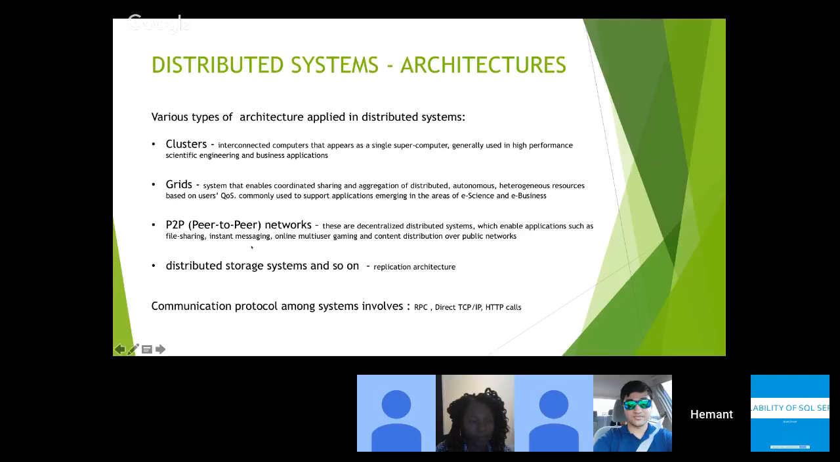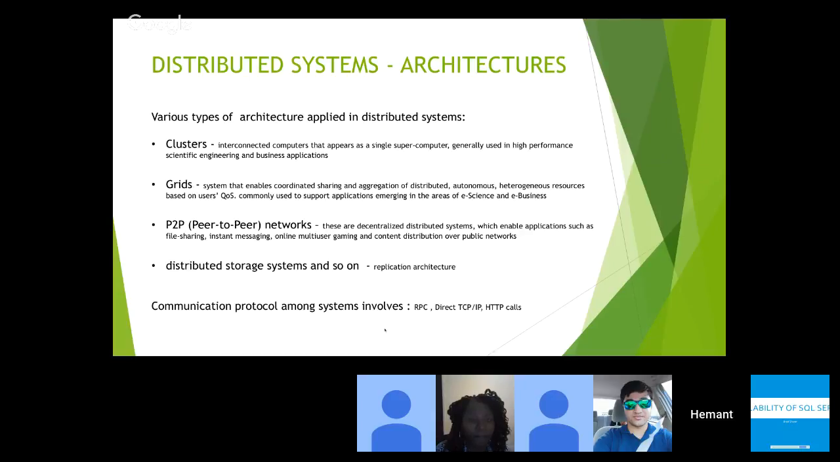Then we also know there are P2P networks, which are completely decentralized. In our daily life we have used torrents or file sharing, instant messaging, that kind of architecture we know about. And generally in distributed systems, the communication protocols among the systems involve RPC calls, direct TCP/IP, or HTTP calls.